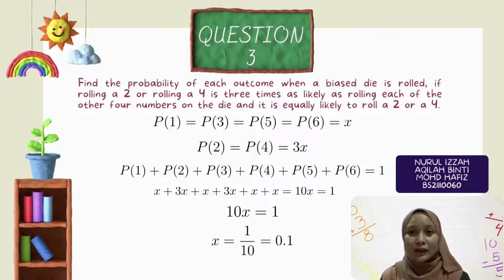Now I will go over question 3 in chapter 6. From this question, we need to highlight that rolling a 2 or rolling a 4 is 3 times as likely as rolling each of the other 4 numbers on the die. What is the probability of each outcome?